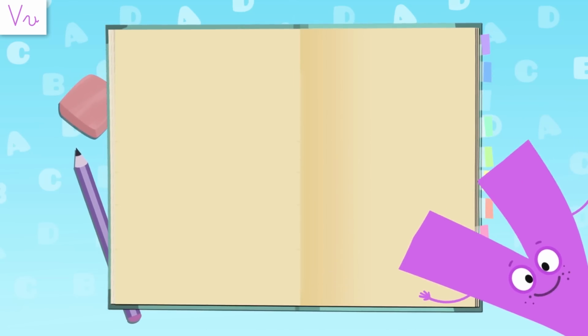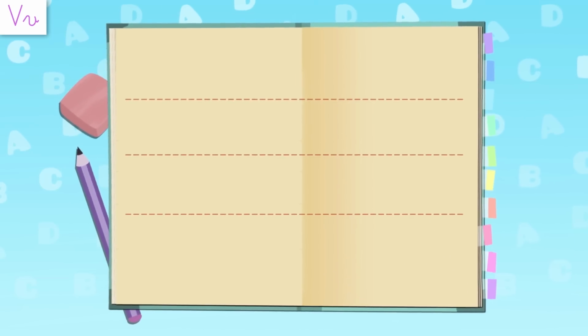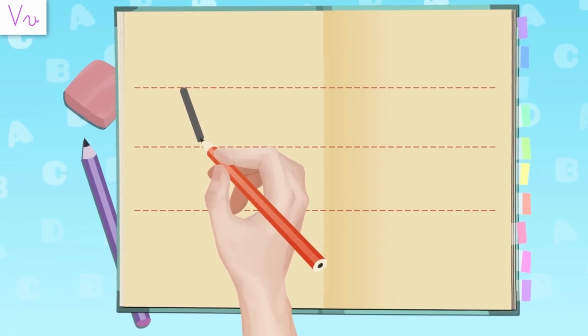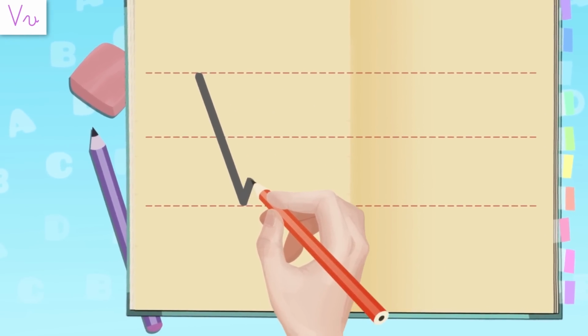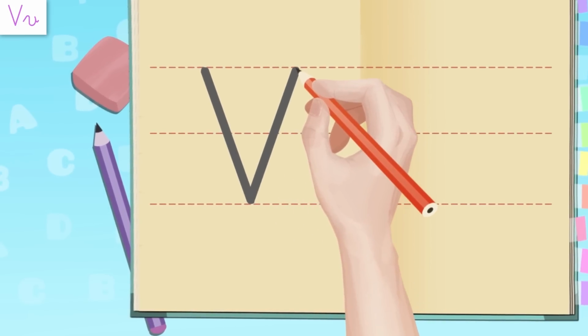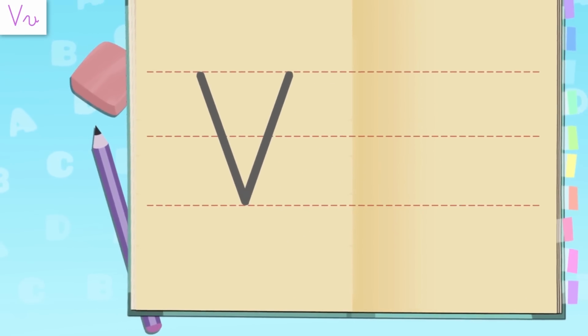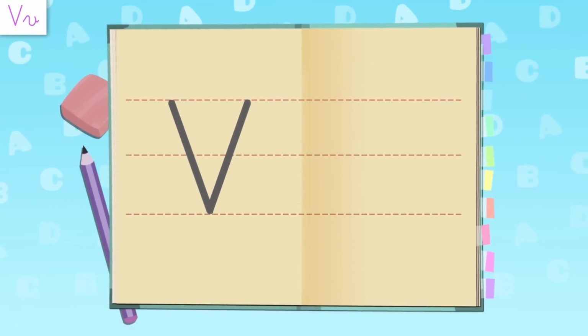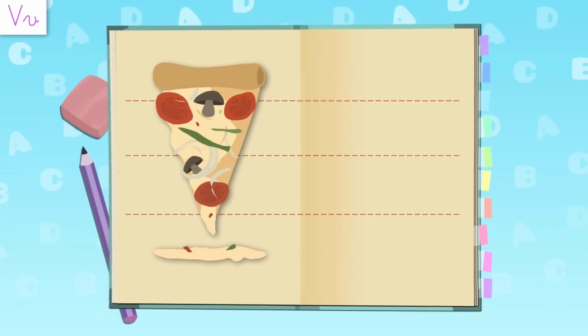Start to write me. We start here and draw a line down. Then now up again. It's really easy. Victory! Very well, very well, very good. I look like a pizza.